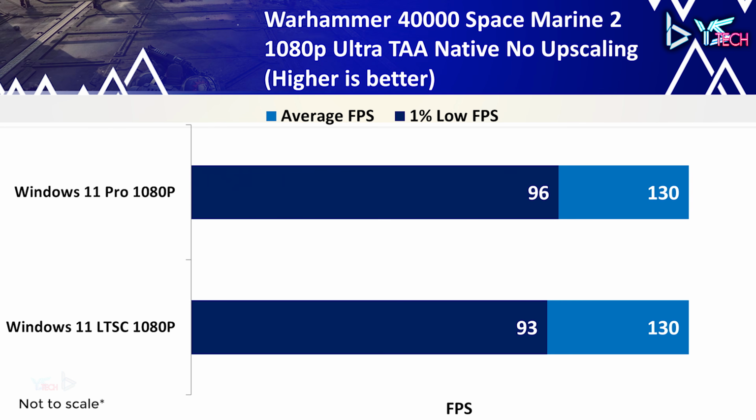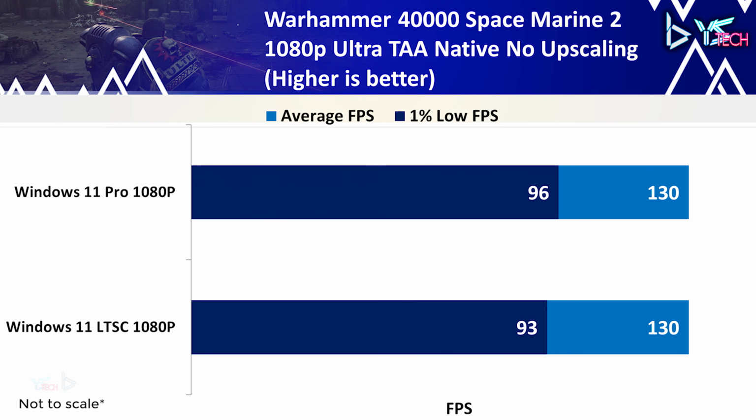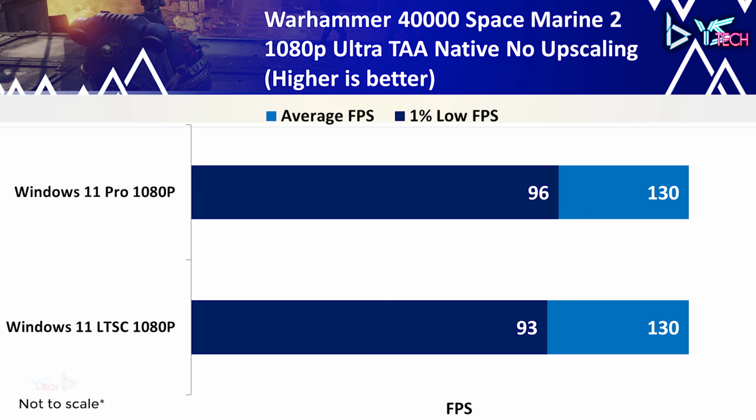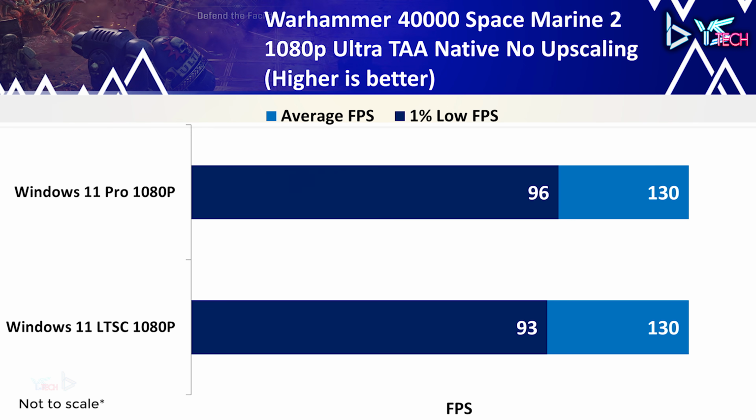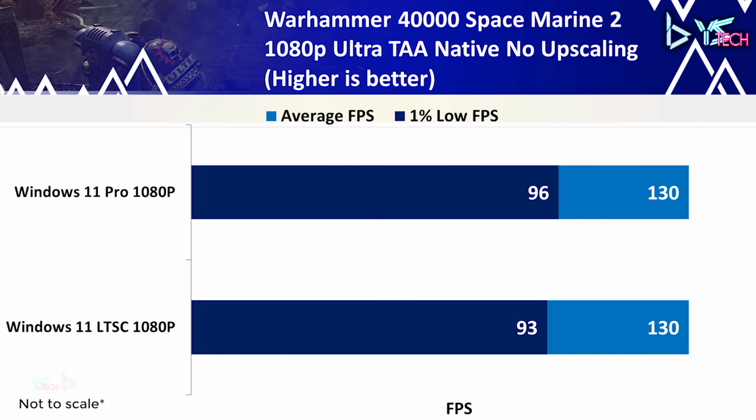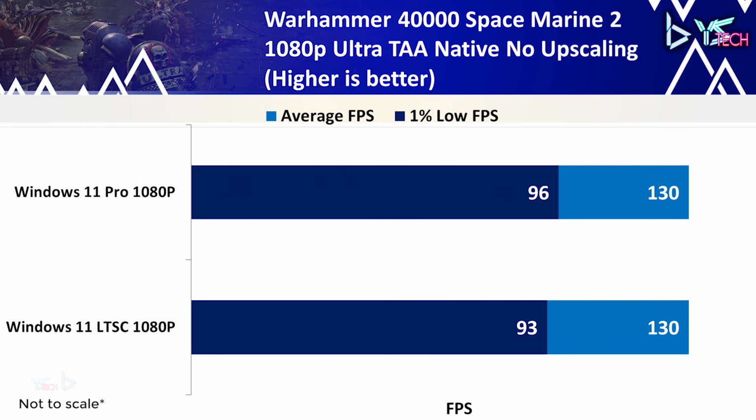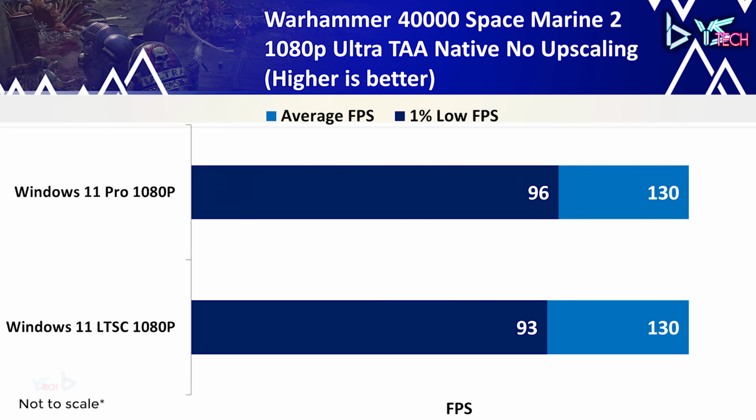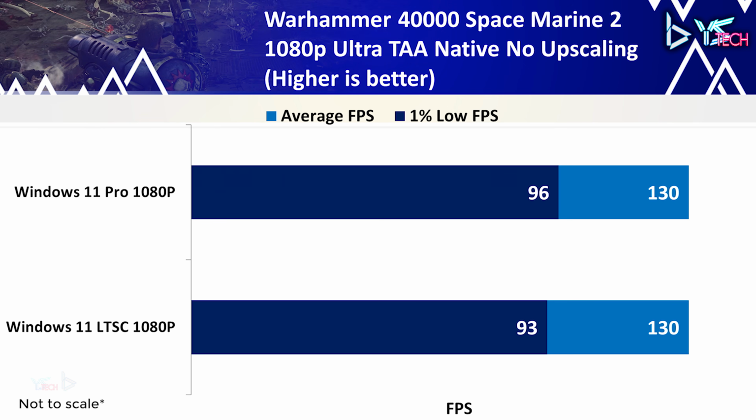Last but not least, we have Warhammer 40k Space Marine 2 on ultra settings with TAA native with no upscaling. You can see here our average FPSs were actually the same at 130 for both, and our 1% lows only had a difference of 3 FPS. So overall, for most games there wasn't too much of a difference. Let's head on to our percentage difference graphs to actually see what we got.